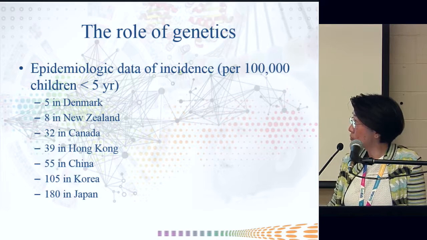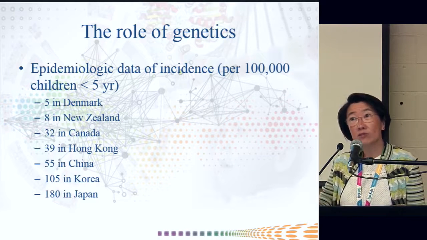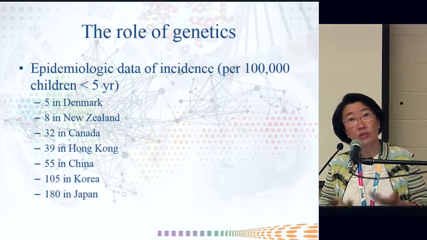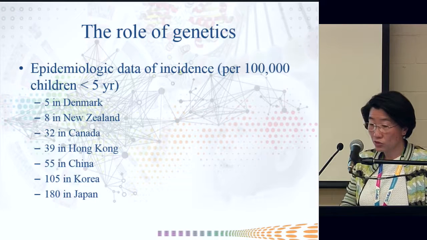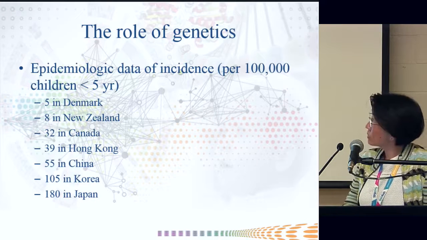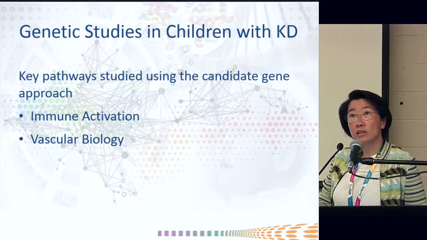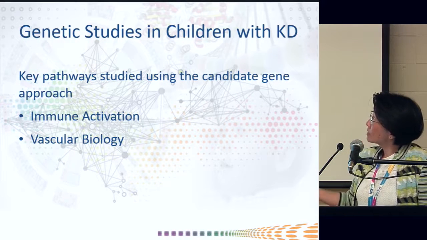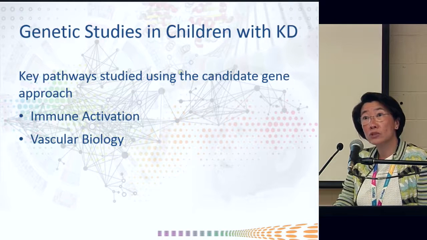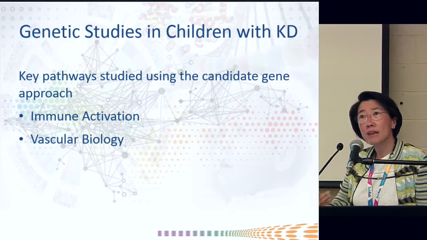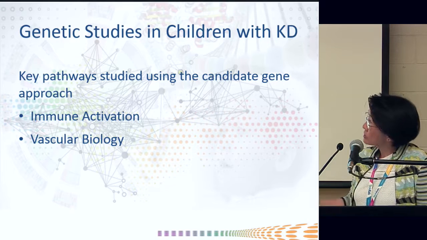So when the kids moved from Japan to Hawaii, they retained the incidence of Kawasaki disease for Japanese children and don't take on the environmental incidence of what children in the United States would, really pointing to the important role of genetics. So in collaboration with the International Kawasaki Disease Genetics Consortium, we have been looking at key pathways using both candidate gene approach as well as genome-wide association studies to look at what may be important in our genome that's leading to predisposition to Kawasaki disease.